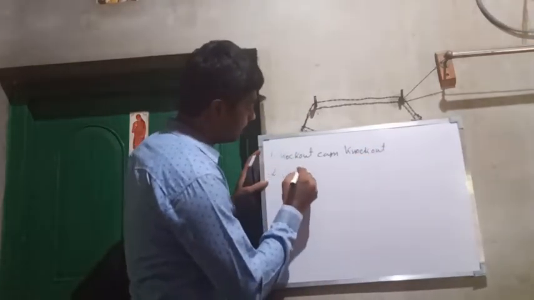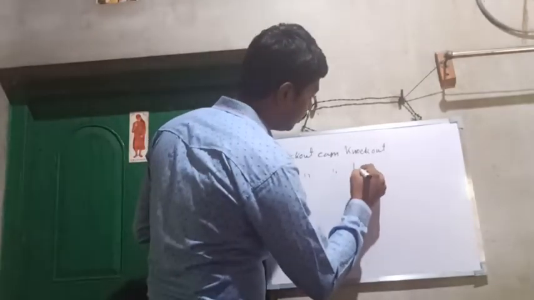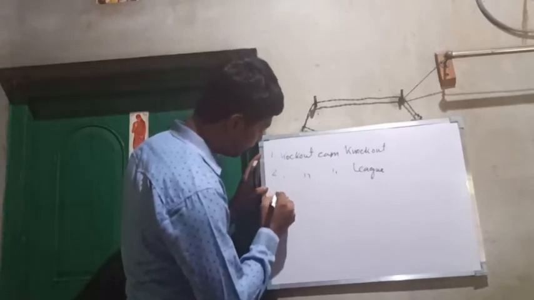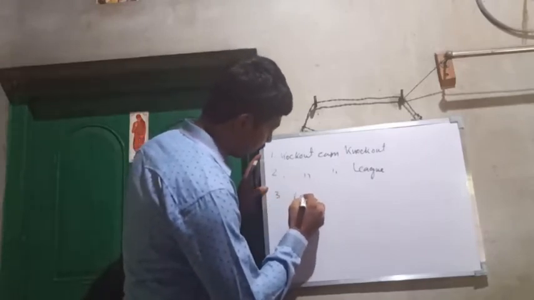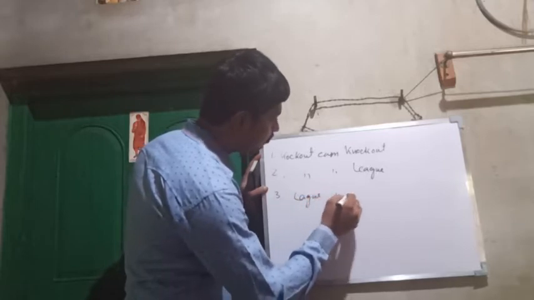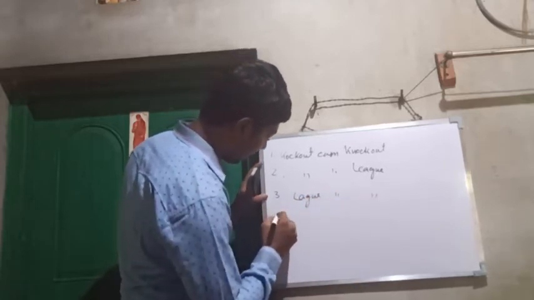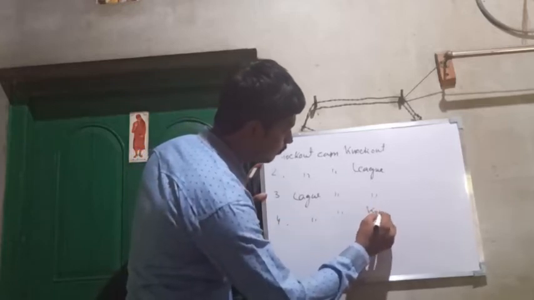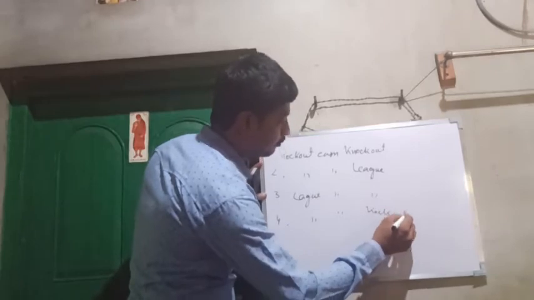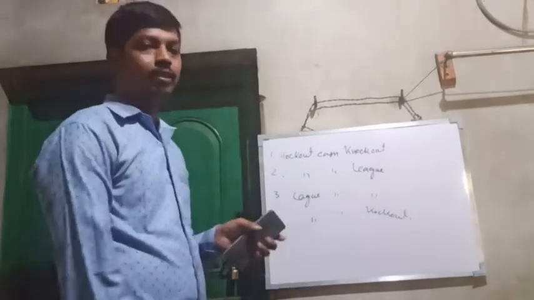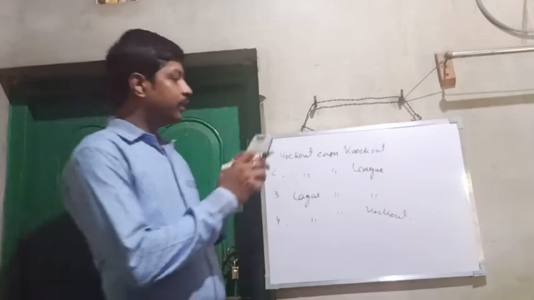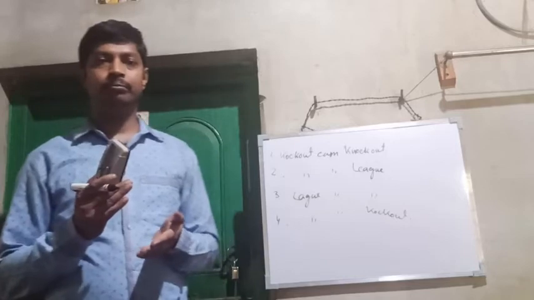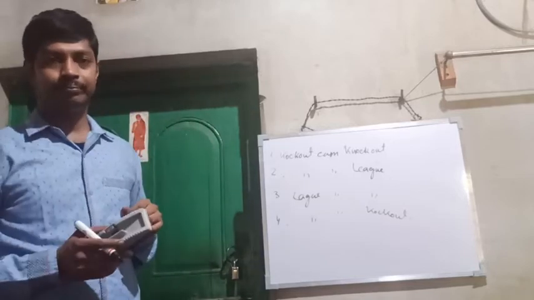Two, knockout cum league. Next, league cum league. And fourth, league cum knockout. In combination tournament, there will be a gap between two systems.